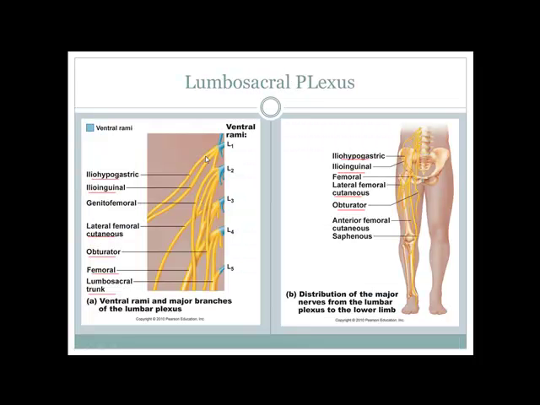Okay, here's your lumbar plexus. So here's your iliohypogastric, your ilioinguinal, your lateral femoral cutaneous nerve, your obturator nerve, and the lumbosacral trunk. And here it is, everything observed again on this slide.